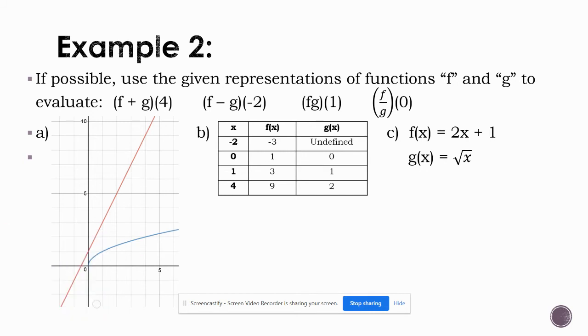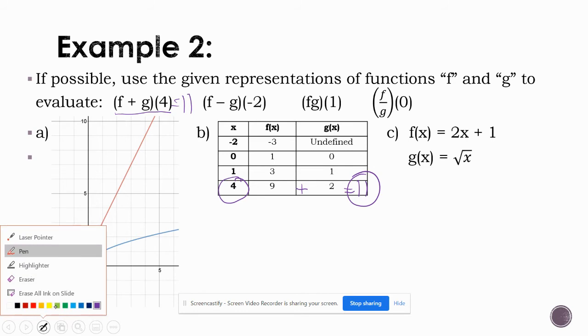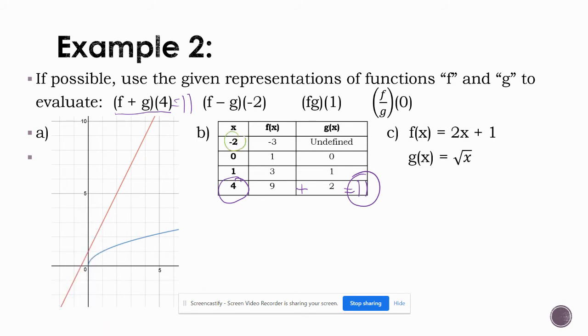What happens if we're given a table? Well, this makes it a little bit easier. If we start with f plus g of 4. Here's where x is 4 on our table. F is 9, g is 2, 9 plus 2 is 11. So our answer is 11. F minus g of negative 2, here's negative 2, and we're subtracting. Negative 3 minus undefined, well, that's undefined. It does not exist. We can't find the answer to that.